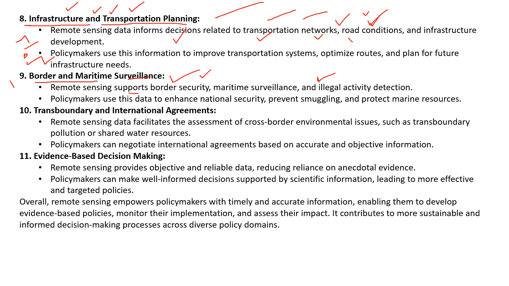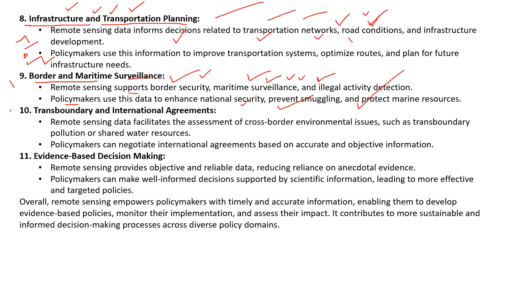There may be, your enemy is making some settlements or they have some vehicle movement around the border area. So such type of movement, the movement of the infrastructure development or the movement of the vehicles can be seen easily with the help of satellite images. And then such type of information will help the policymakers to use that data to enhance the national security, prevent smuggling, and protect the marine resources. Okay.